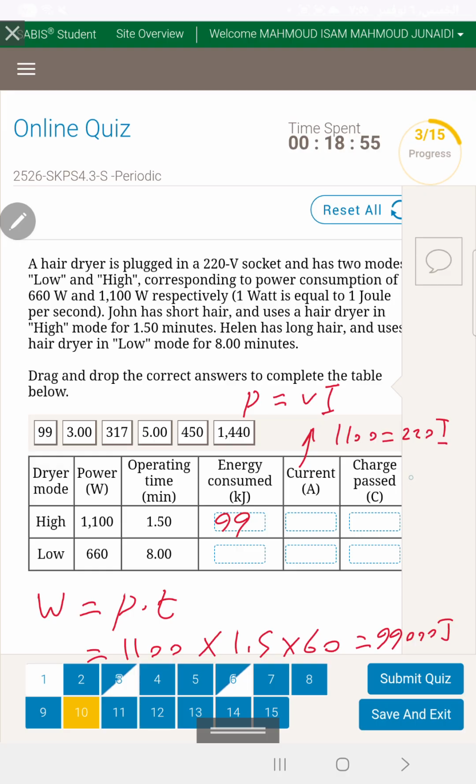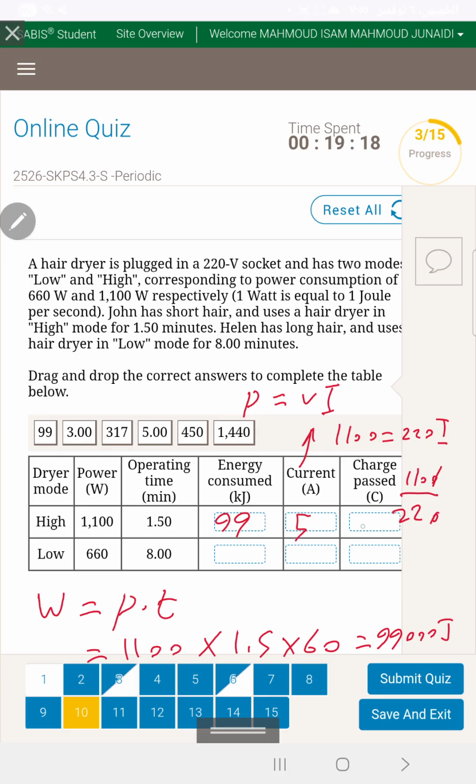One second, let's see. 1100 divided by 220. That's the voltage. So cancel 0 and 0, and then divide 110 divided by 22. You get 5. So here you have 5 ampere.